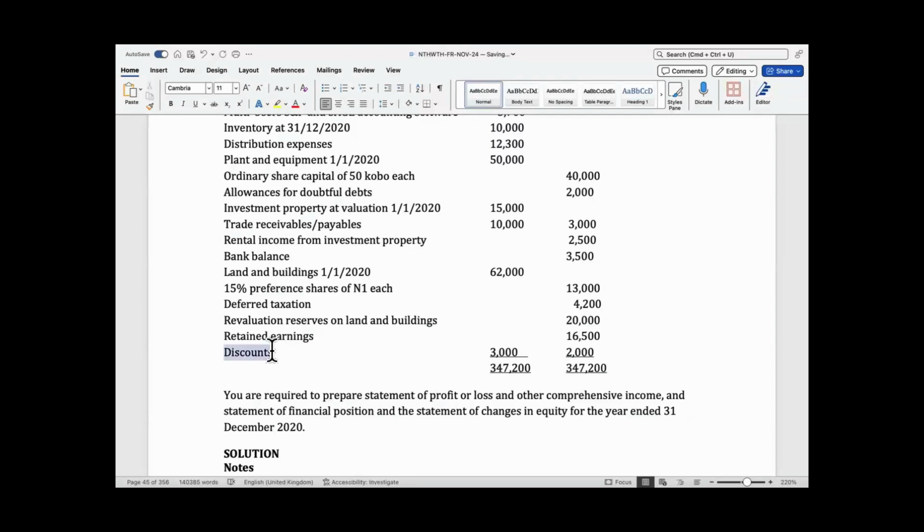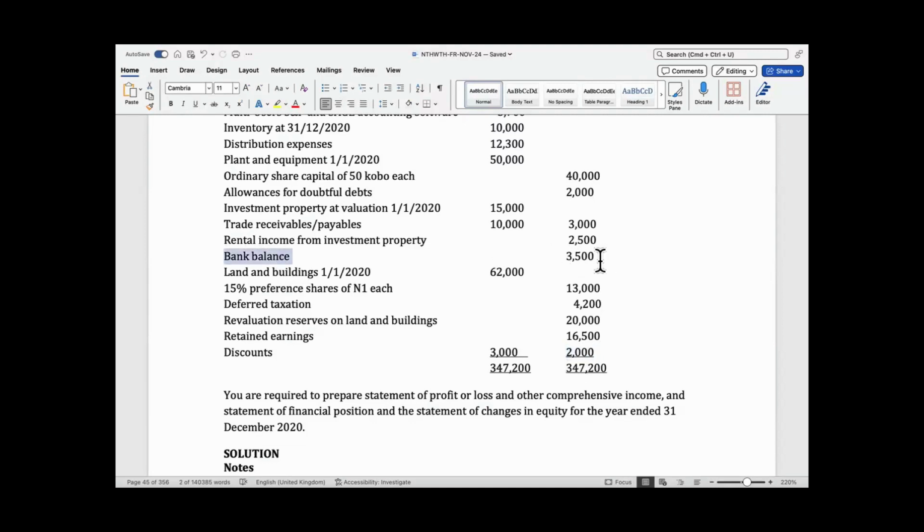So what about these discounts? They gave us discounts, 3,000, 2,000. The one on the debit is discount allowed, and the one on the credit is discount received. How did you know? The one on the debit side is expenses, while the one on the credit side is income. So expenses are always on the debit, and income will always be on the credit.